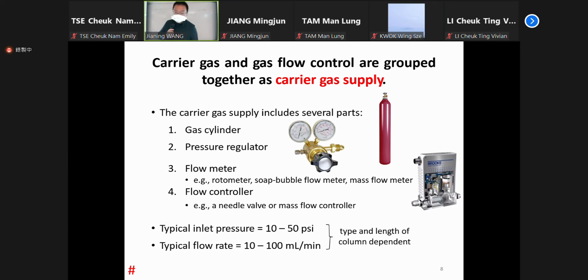But to get the accurate flow rate, we need a second stage controller. So here we have the flow meter and the flow controller. So this is the first stage. We can control the rough flow rate of carrier gas to meet the requirement of GC separation. But the flow rate is a quite important parameter for the separation, so we need a flow controller.